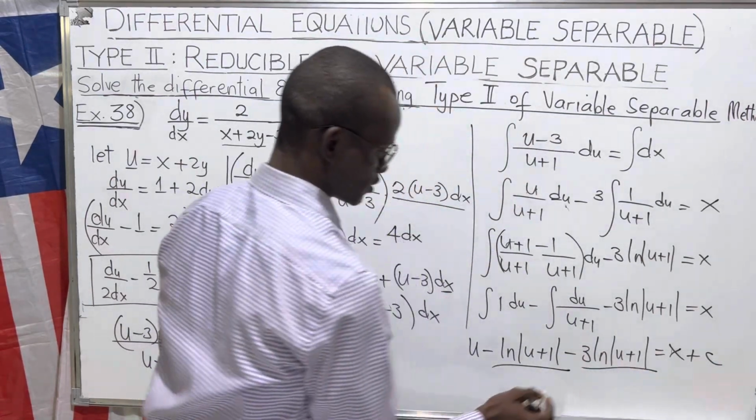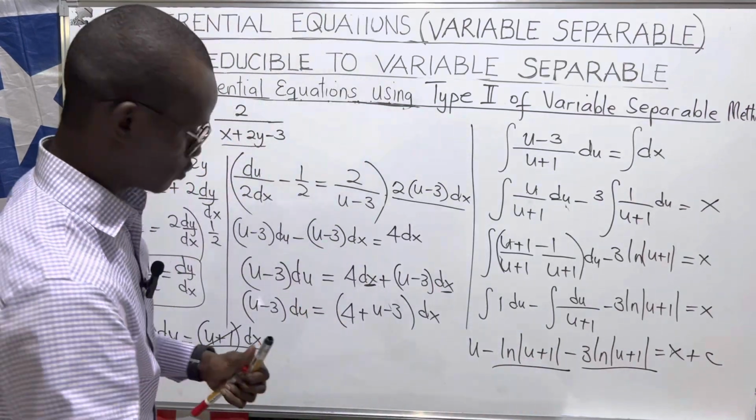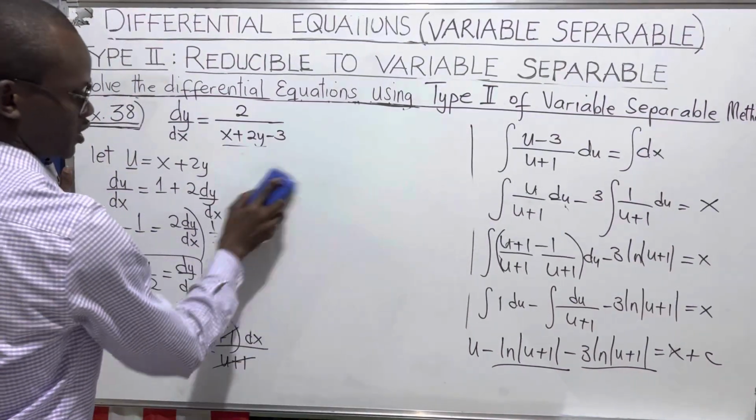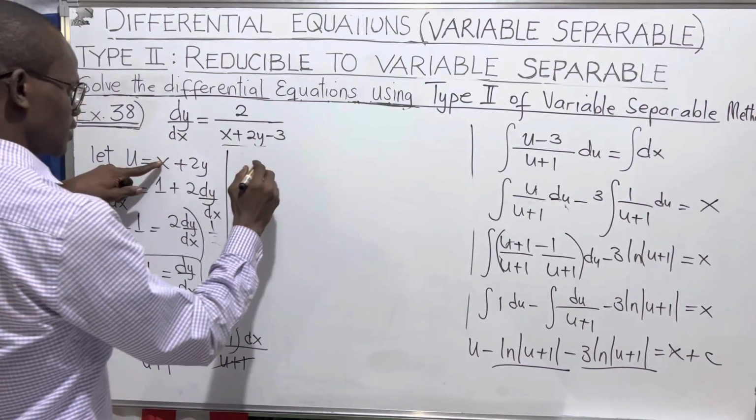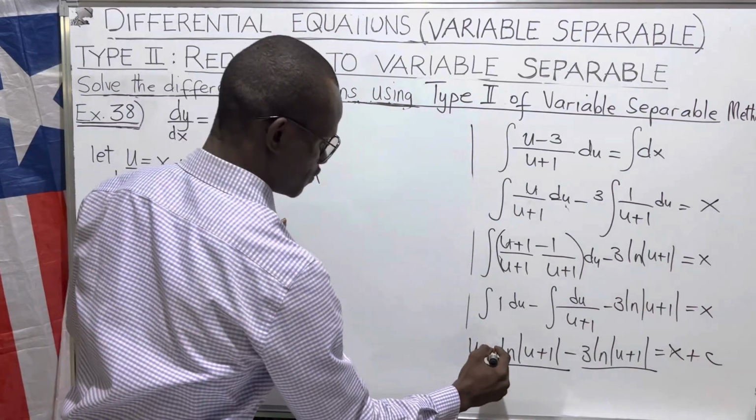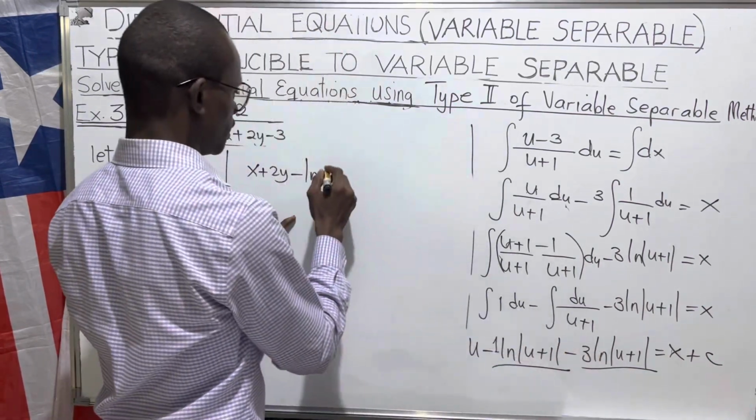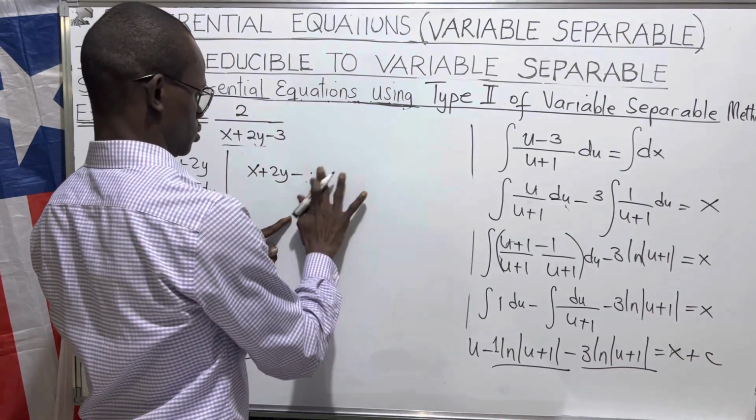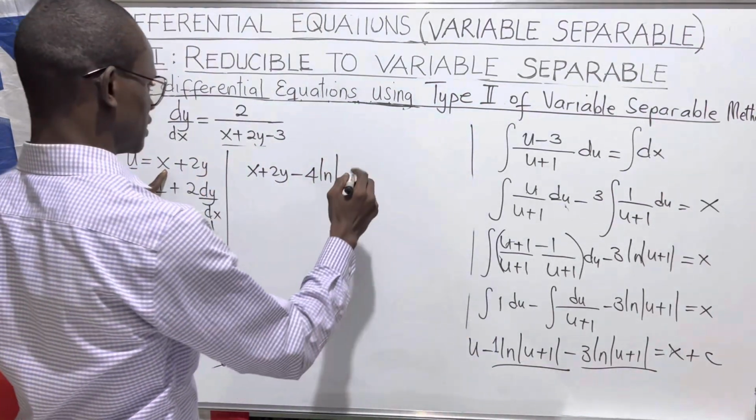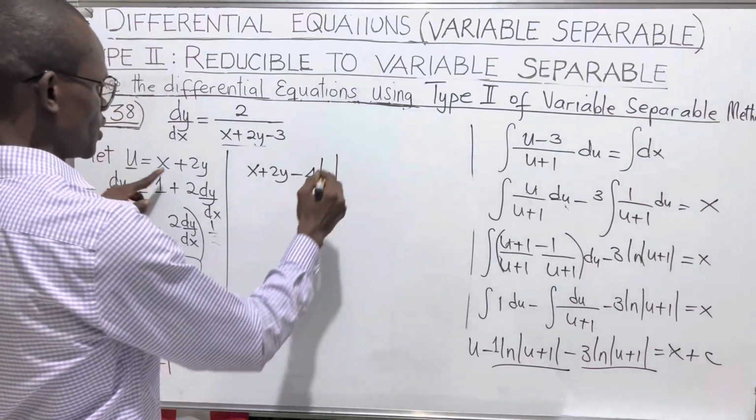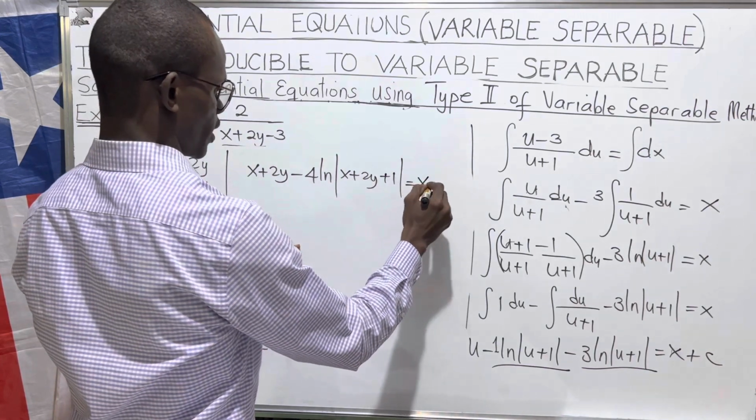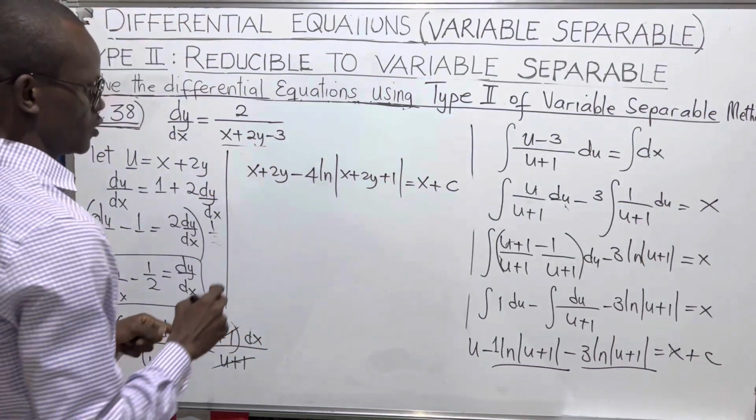But these two are like terms, so we can add the coefficients. So it would just be, now u is x plus 2y, minus the ln of, so this and this, we add the coefficients: the coefficient is 1, so it's minus 1, minus 3 is minus 4. Let me put it, it's minus 4 times the ln of u plus 1, and u is x plus 2y, and then plus 1, equals x plus c.